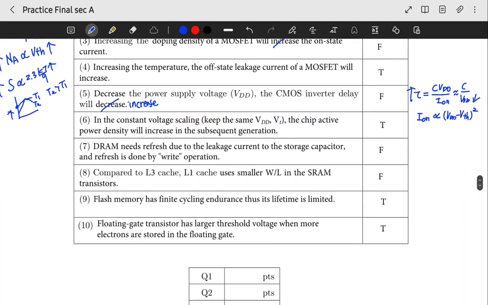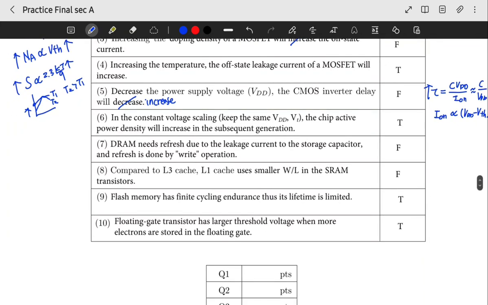Number 6, in constant voltage scaling, the chip active power density will increase in the subsequent generation. This one was in homework 5, where we had the same condition to keep the same VDD and VTH. The power density is proportional to the scaling factor alpha cubed, so as we move to the next generation, the power density will increase.